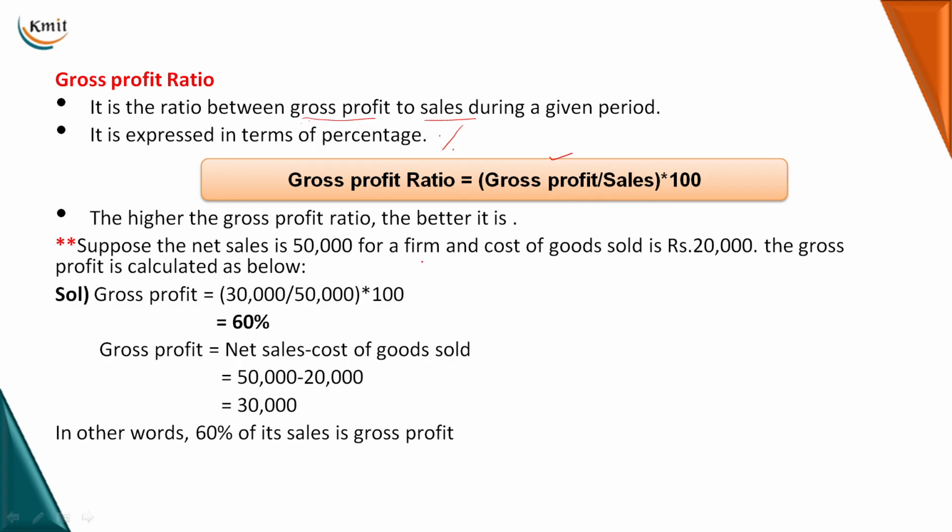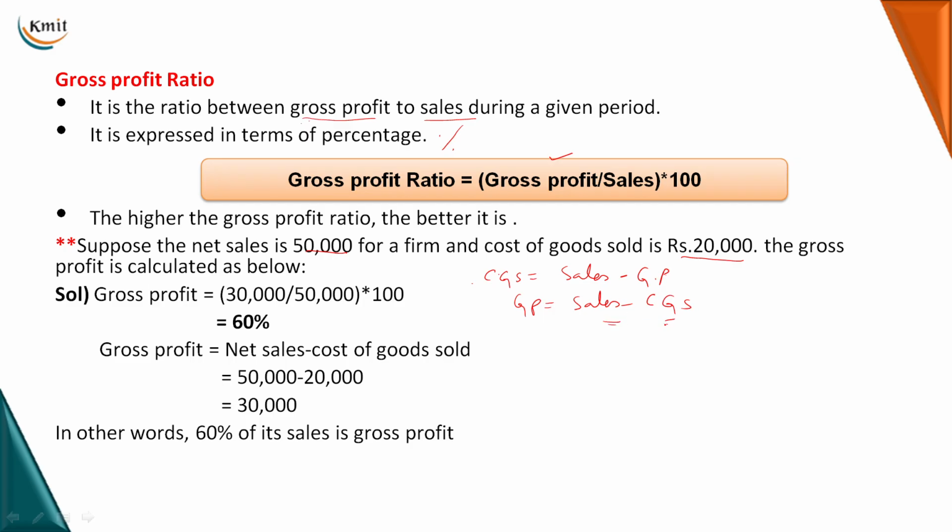So here is a small problem given to us for which we are supposed to calculate the gross profit ratio. Net sales 50,000. Cost of the goods sold is 20,000. The gross profit is to be calculated. So generally the formula for calculating the gross profit is: cost of goods sold is equal to sales minus gross profit. It can also be written as gross profit is equal to sales minus cost of the goods sold.